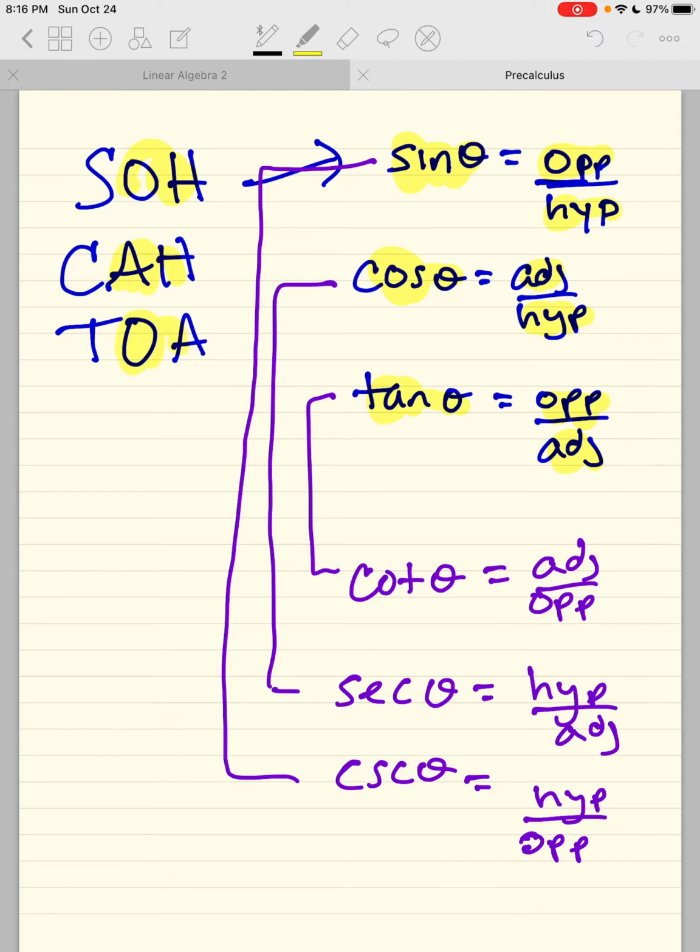Now we have the reciprocals. I enjoy writing it this way. The reciprocals basically hit off each other like this, because it helps me when I get to calculus, to learn derivatives and how to do derivatives quickly. So the reciprocal of tangent is cotangent, the reciprocal of cosine is secant, and the reciprocal of sine is cosecant. You can also just flip. Instead of opposite over adjacent, it's adjacent over opposite, hypotenuse over adjacent, hypotenuse over opposite.